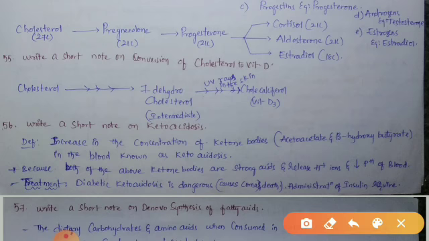Write a short note on conversion of cholesterol into vitamin D. So cholesterol has 27 carbons in it. After several enzymatic reactions, cholesterol can be converted into 7-dehydrocholesterol, an intermediate which is present in the skin. In the presence of UV light, 7-dehydrocholesterol can be converted into cholecalciferol, that is vitamin D3, the active form of vitamin D.